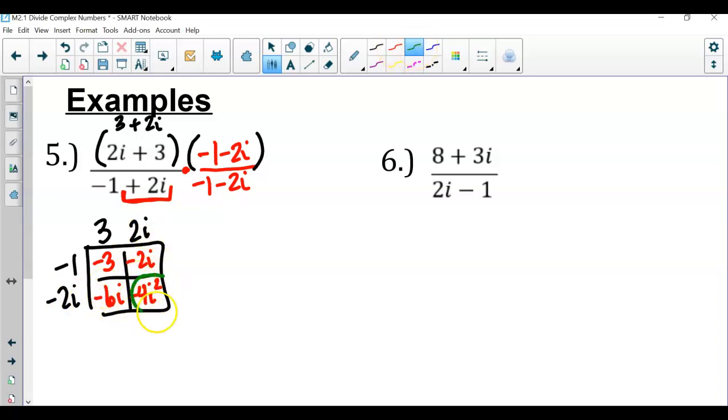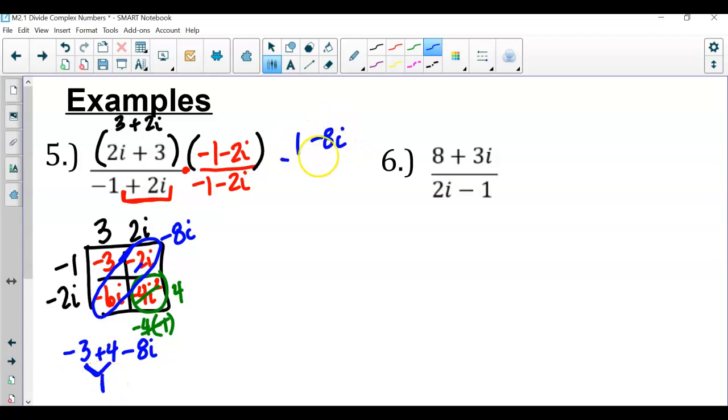Then again, anytime you see i squared, that's negative 1. Negative 4 times negative 1, positive 4. So now we've got positive 4 here. Notice on the diagonal, that is negative 6 minus 2, giving you negative 8i. So now here we've got negative 3 plus 4. Combine your like terms, minus our 8i. So here in our numerator, we have 1 from negative 3 plus 4, which is 1, minus 8i.